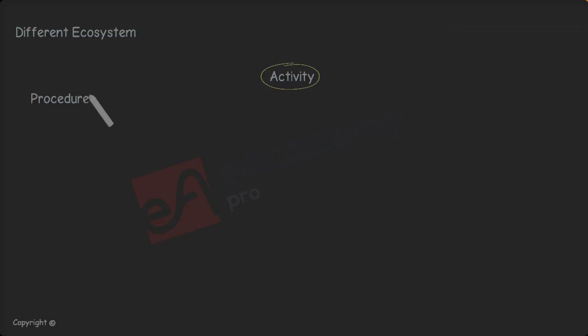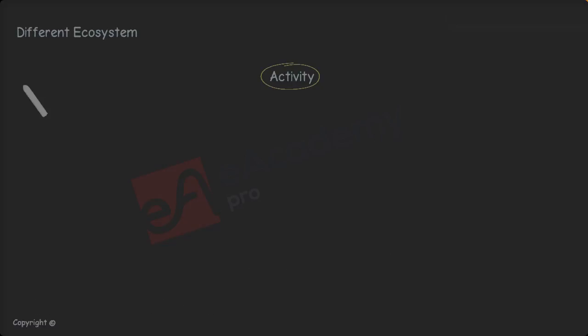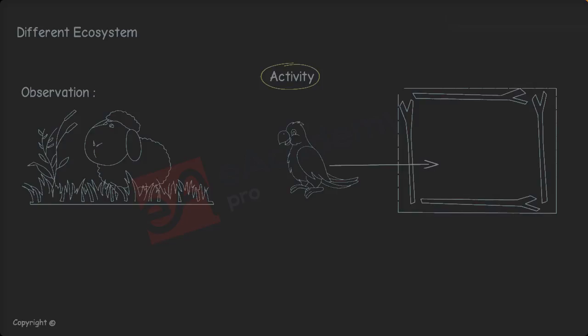In a garden, mark a square area. It should be 1 meter long and 1 meter wide. Put 4 sticks on all sides of the square. Now, in a square area, try to observe all the organisms which live in a particular place. For example, you will see a lamb eating grass, or parrot, or other different birds coming in that marked area. So, try to observe the organisms present in the garden.